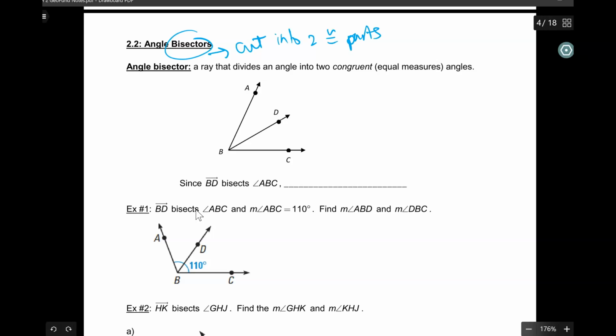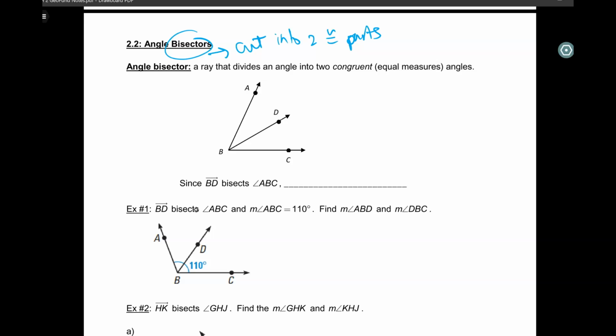It's the part that cuts whatever into two congruent parts. So a segment bisector cuts a segment into two congruent smaller segments. Angle bisector, I'm cutting my angle into two congruent smaller angles that are equal in measure. So an angle bisector is a ray that divides an angle into two congruent, equal measure angles.